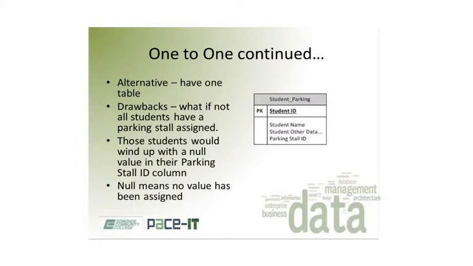We wouldn't be able to require a valid data entry in there, so you have to make it nullable, as they say. Those students who don't have a parking stall assigned would wind up with what we call a null value, meaning nothing, in the parking stall ID column on their row. Again, null means no value has been assigned or is known for that. There are issues when you write queries against null. They have to be treated very differently. We'll take a look at that in our SQL topic. But anyhow, this is also an alternative. The one problem there is that you have to leave the parking stall ID null for those students who are not assigned a parking spot.